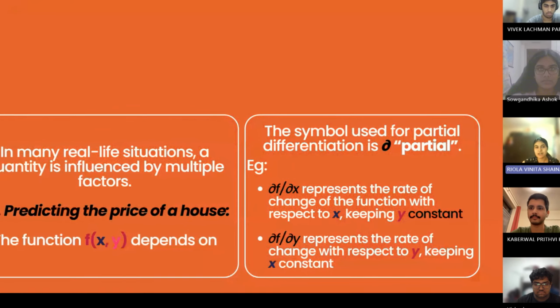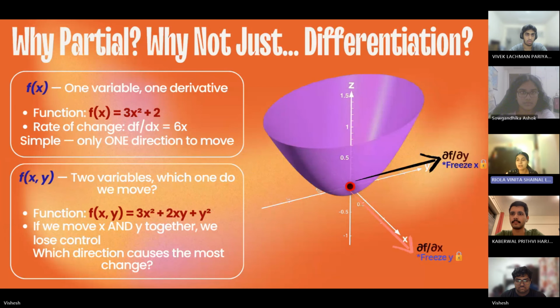So the next question is, why can't we use normal differentiation here? Let me break that down for you. Over here, you can see on the left, we have a function f of x equals 3x squared plus 2. Just one variable, one direction of change, one clean derivative. Everything is straightforward. Now let's compare that with this function at the bottom. f of x, y equals 3x squared plus 2y plus y squared. Now we have got two variables.